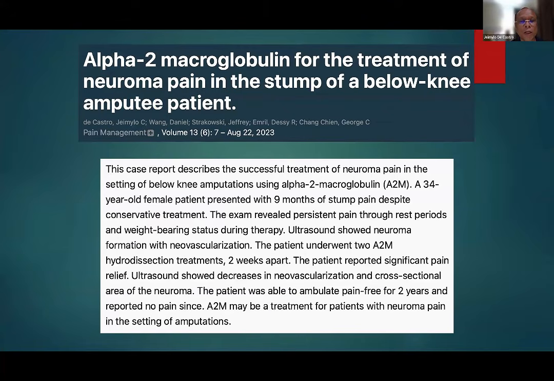And in this case here, this is a patient, a below-knee amputee, suffering from recurrent pain for almost more than 6 months.